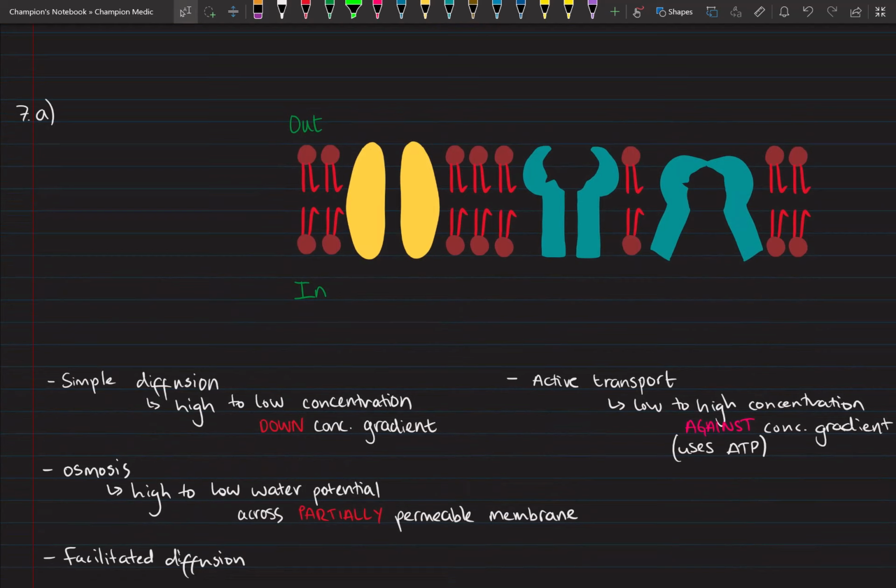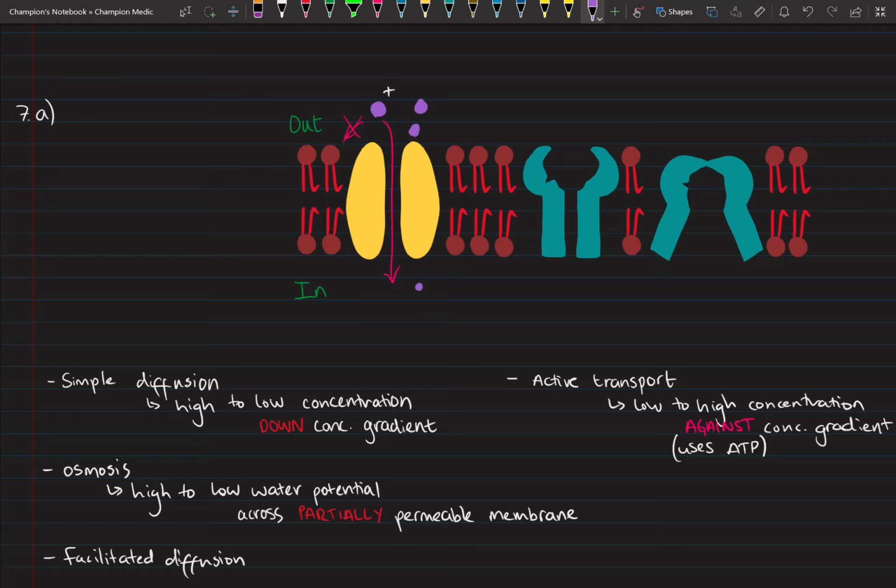So let's say this is an ion. It won't be able to pass through the phospholipid bilayer, but it will be able to pass through the channel protein by facilitated diffusion from a high to low concentration. So there's a high concentration up here. Just to correct, it's the hydrophilic head and it's a hydrophobic tail.